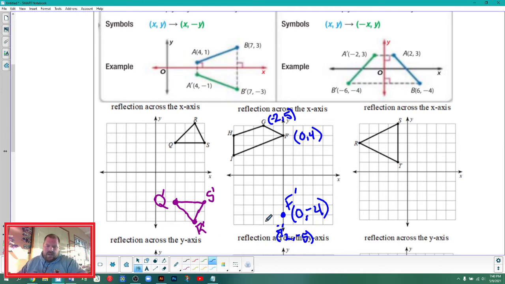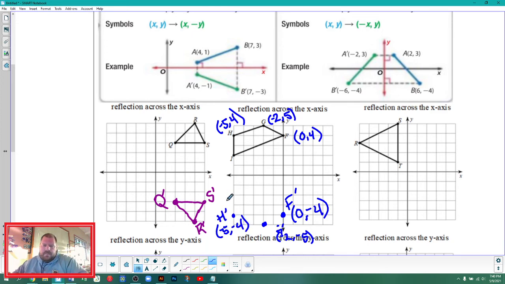Negative 2, negative 5. Sweet. That's right there. If we look over here, let's go with H. H is at negative 5, 4. I love that I can say it but not write it. That's always fun. Negative 5, 4. And so H prime is going to be at negative 5, negative 4, because all I'm doing is switching the y coordinate.